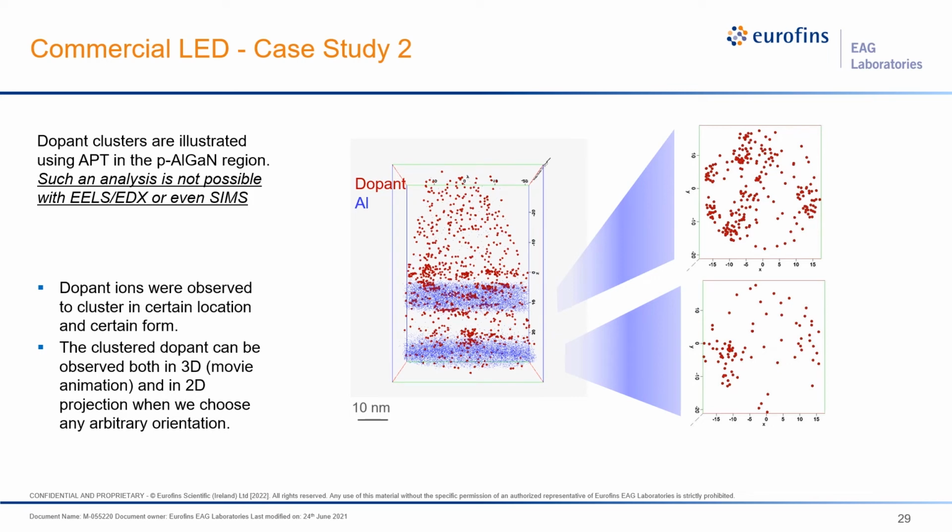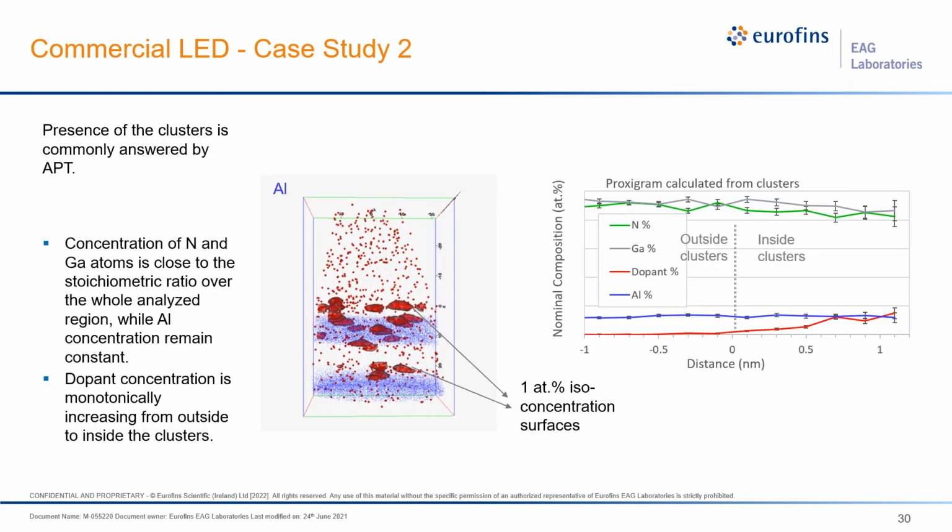And so the idea here is that we can pick specific 1 atom percent iso-concentration surfaces that go around these clusters, and we can analyze how the concentration is varying within them. So we can actually see that there's a change in concentration from inside to outside. So it's actually not a constant. It's not like it's a precipitate, so to speak, but you're getting this very specific type of clustering.